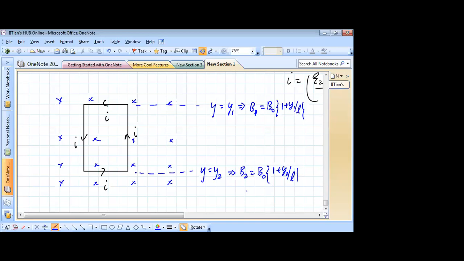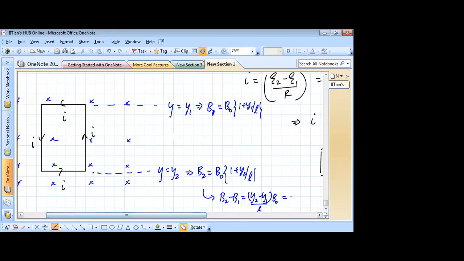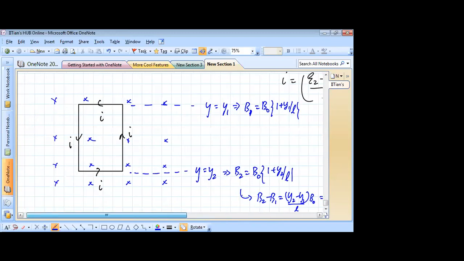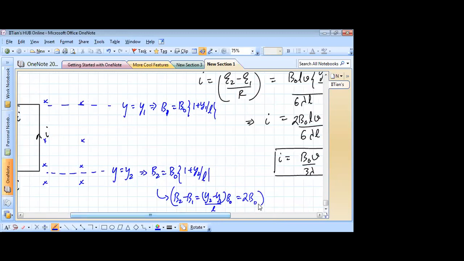From this you can also see that B2 minus B1 is equal to (y2 minus y1) by L times B0. So B2 is effectively B0 more than B1, as we know beforehand. We keep that in mind, the same as this analysis.